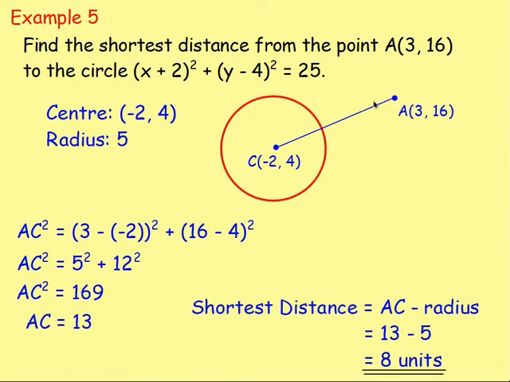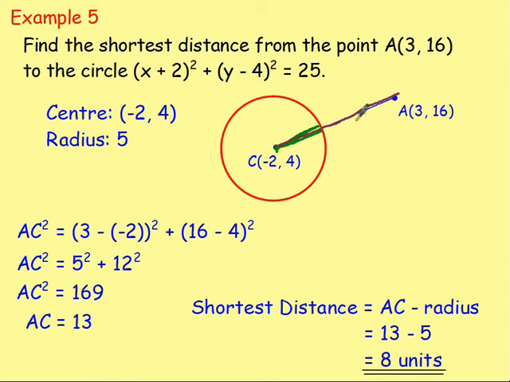Another example, find the shortest distance from this point to the circle with this equation. If you are given an equation of a circle, sometimes you're best just writing down the centre and the radius. Write it down because you can use that for the rest of the question. For this one, you can write down the centre easily enough. You know r squared is 25, so r is 5. And then from there, you know the length from the centre to the outside, from here to here, is going to be 5, but you can also use the distance formula to work out that from the centre to that point A was 13.